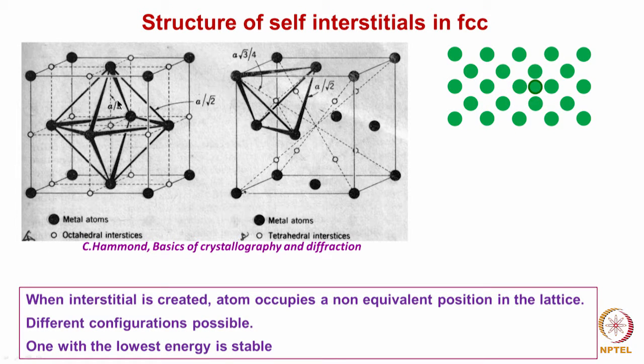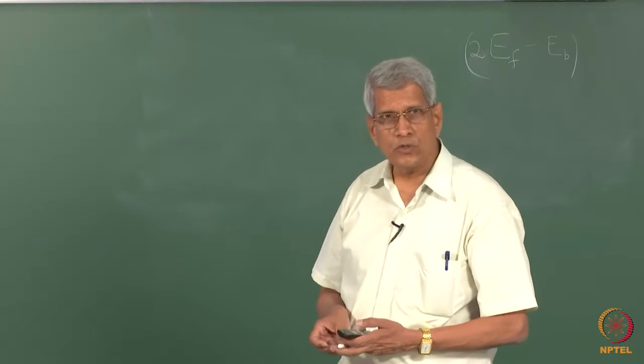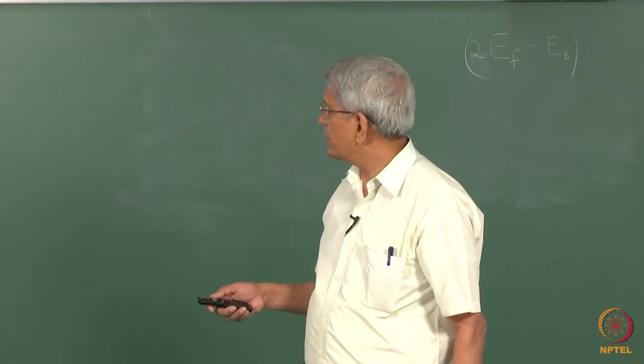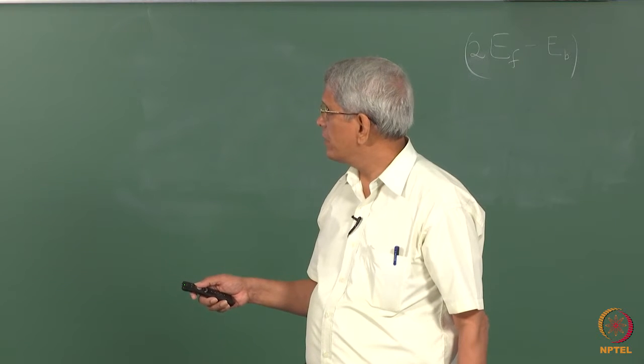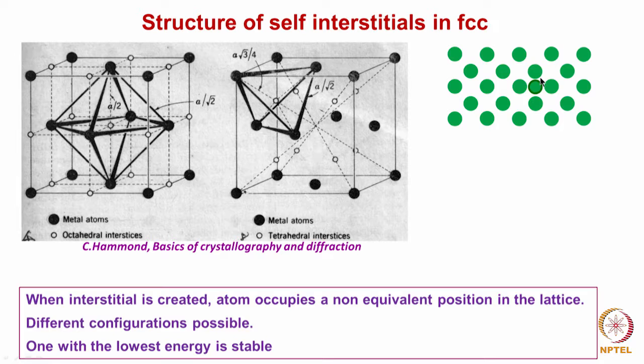Now, if we consider one of these phases, this 100 phase, this is what we are showing: how the atoms occupy positions. If an interstitial atom is introduced, the position which it can occupy is shown here. If you look at this interstitial position, the adjacent atoms are very close by, so the bond energy, the repulsive force, will be very high. These atoms will be repelled.